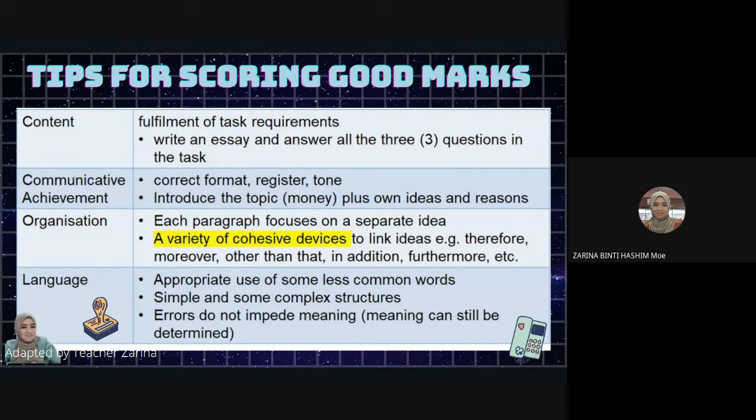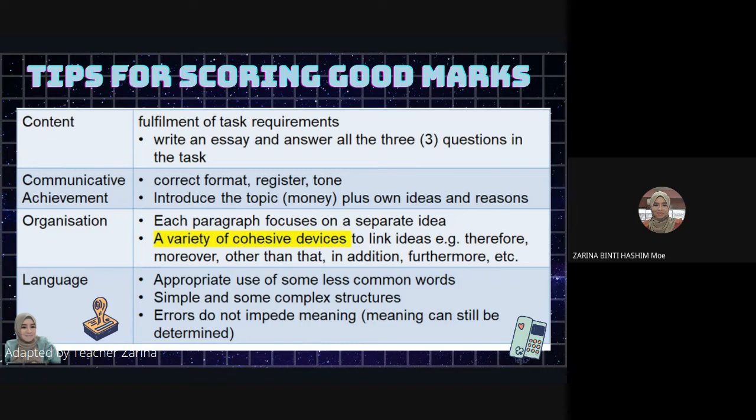Now for language. Just now in part 1, they only mention vocabulary, grammar, and spelling. You look at this one. They give you slightly longer requirements. Appropriate use of some less common words. That means they are looking for some bombastic words to be used in this part.